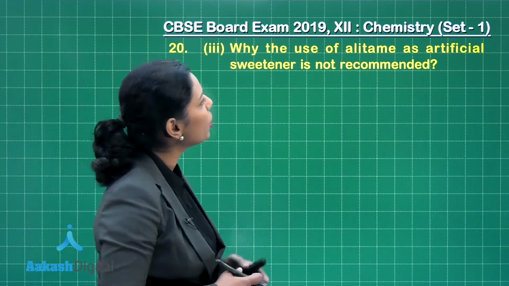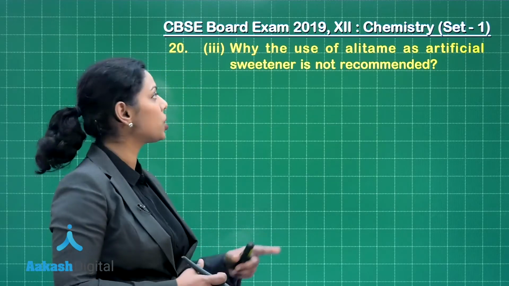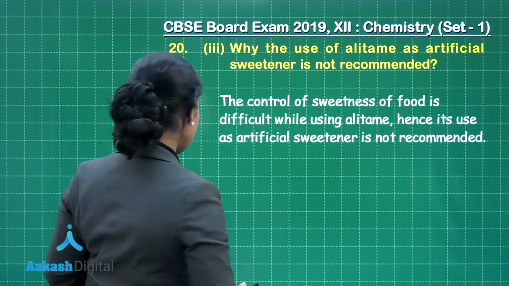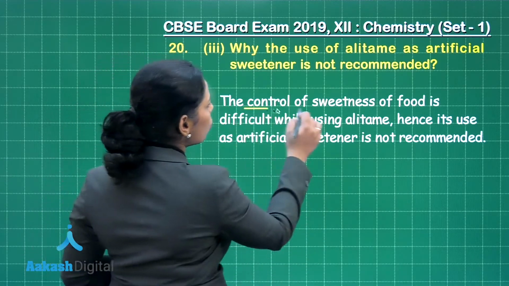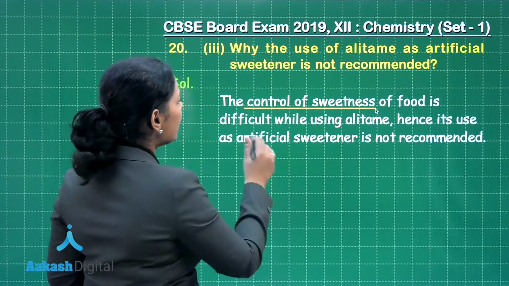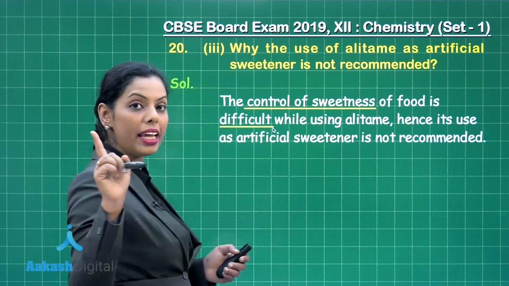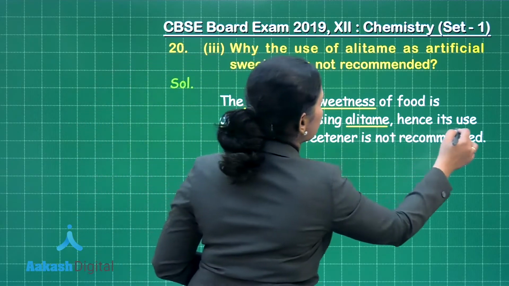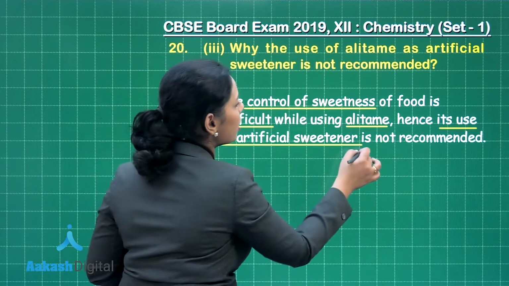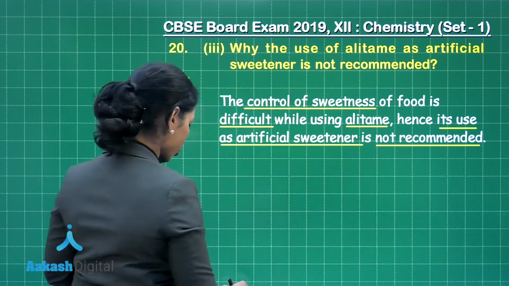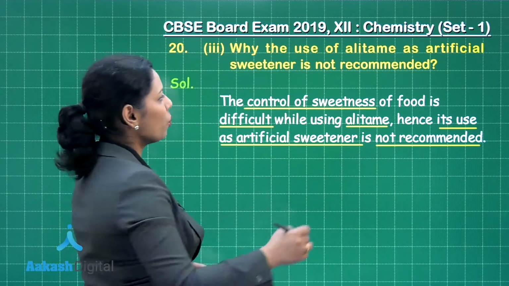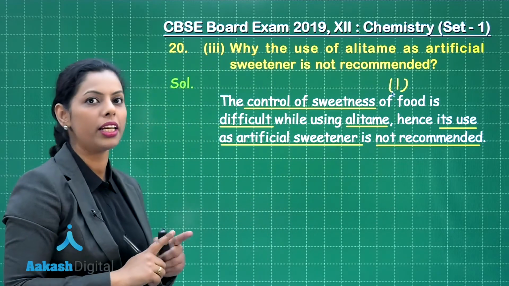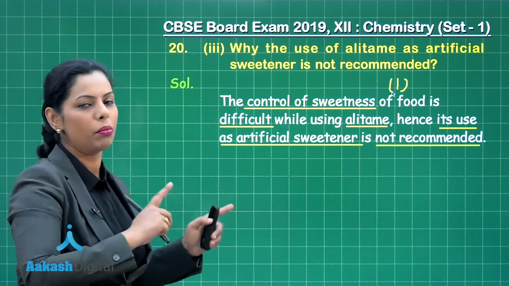After that, why the use of Aspartame as artificial sweetener is not recommended? While writing this, you can simply write that the control of sweetness of food is difficult in case of Aspartame because this is very much sweet, and hence its use as artificial sweetener is not recommended. And if you write this reason, you will get 1 mark for this third part also. So total 3 marks you will obtain if you choose this internal choice and attempt in this way.